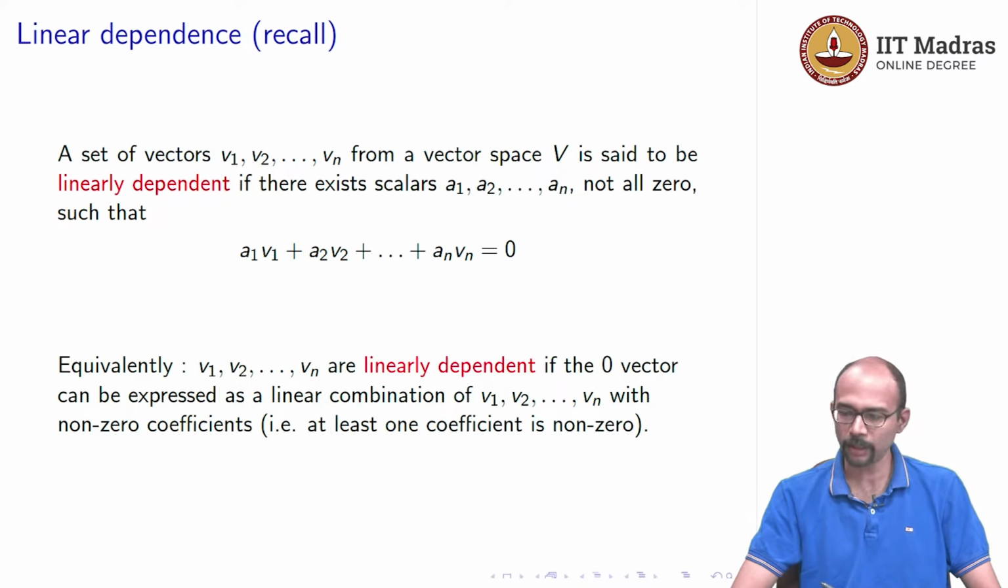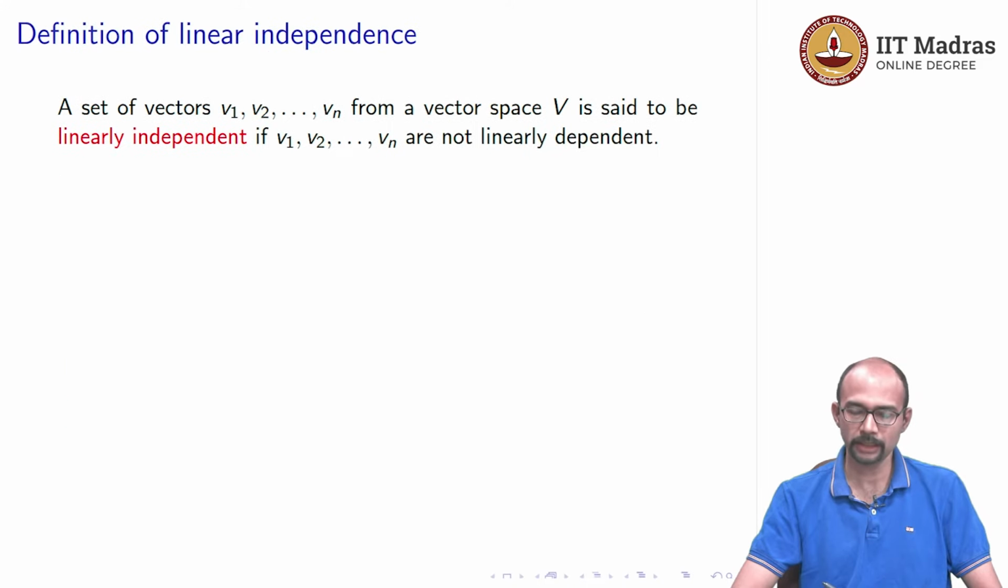Equivalently, in terms of linear combinations, which I defined last time, if we can express the 0 vector as a linear combination of v1, v2, ..., vn with non-zero coefficients, which means at least one coefficient is non-zero, then we say that v1, v2, ..., vn are linearly dependent. We have studied this notion in the previous video. In this video we are going to talk about linear independence. We say that a set of vectors v1, v2, ..., vn from a vector space V are linearly independent if they are not linearly dependent.